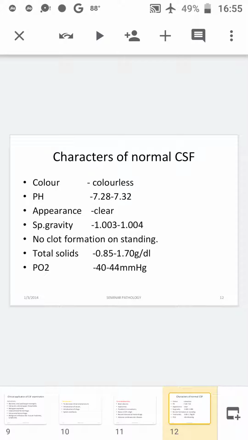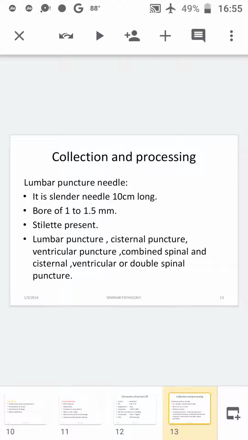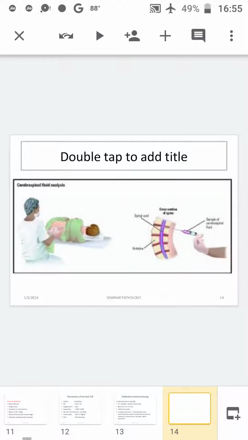Okay, how will you collect the CSF? CSF is collected by a lumbar puncture needle. It is a slender needle 10 cm long with a bore of 1 to 1.5 mm. What you have to do is ask the patient to lie on one side and pull the knees up to the chest wall for the lumbar puncture.